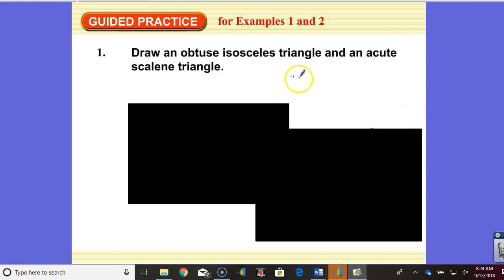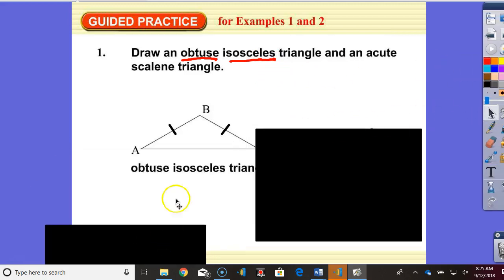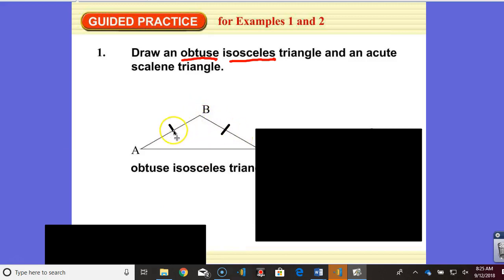So the first thing I want to ask you guys is, what does obtuse mean? One angle greater than 90, less than 180, right? Isosceles means two of the sides are equal, two of the legs are equal. So we have an angle that's greater than 90, and we have two equal legs, right? That's an obtuse isosceles triangle. How about acute scalene? All angles are less than 90, right? Greater than 0, less than 90. Scalene, no equal sides.